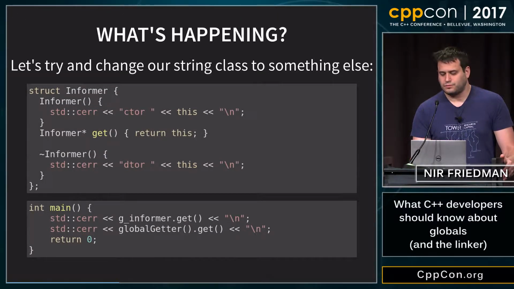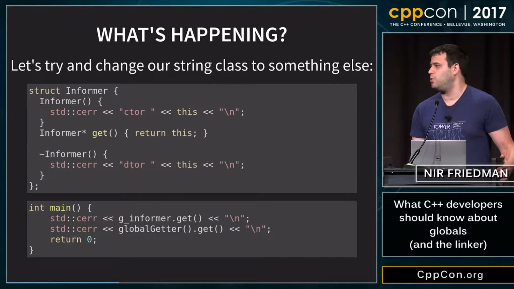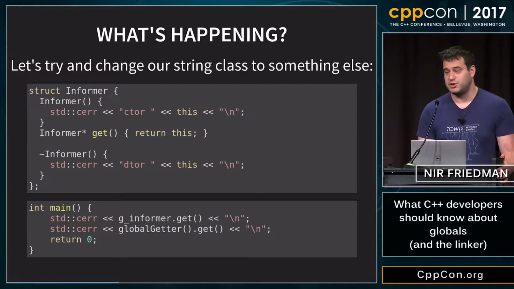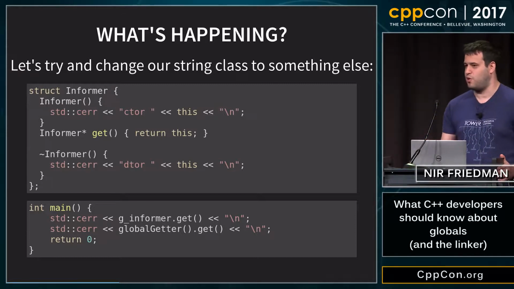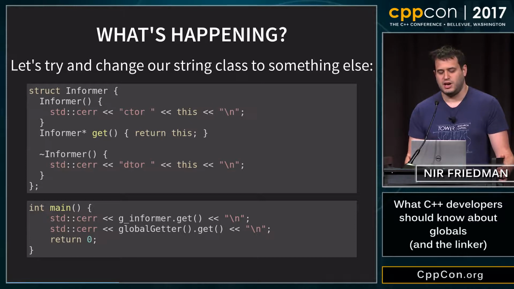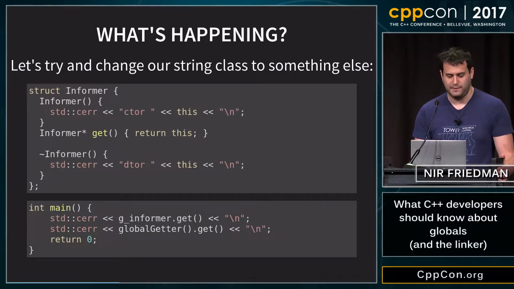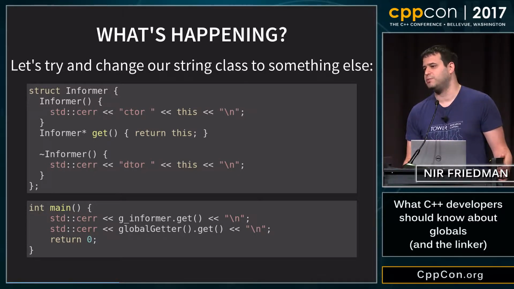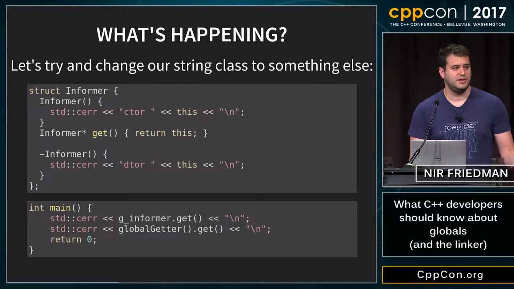Okay, so let's try to understand what's actually happening. I suspect that a lot of C++ programmers have written a class like this at some point in their lives. Personally, I call it Informer because it informs on everything that it does. When it's constructed, it will print its address. When it destructs, it will also print its address. And it also has a get method, which just returns its address too. Why not? So I make that change, and I also change my main. There's no string to print out anymore, so I'll just print out the address. And let's see what's going on with these global objects.